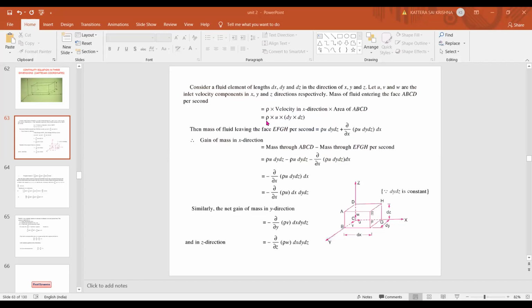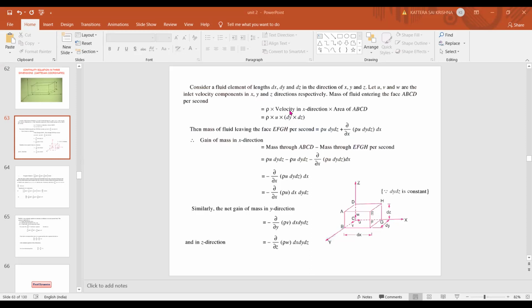So rho into u into the area of the section ABCD, if you see. The area of ABCD is how much? Length into breadth, here height. So dy into dz becomes the area of ABCD. The cross-sectional area of ABCD is a rectangle, so the area is length into breadth. So dy into dz is the area of ABCD. So this is the mass of the fluid entering the face ABCD.